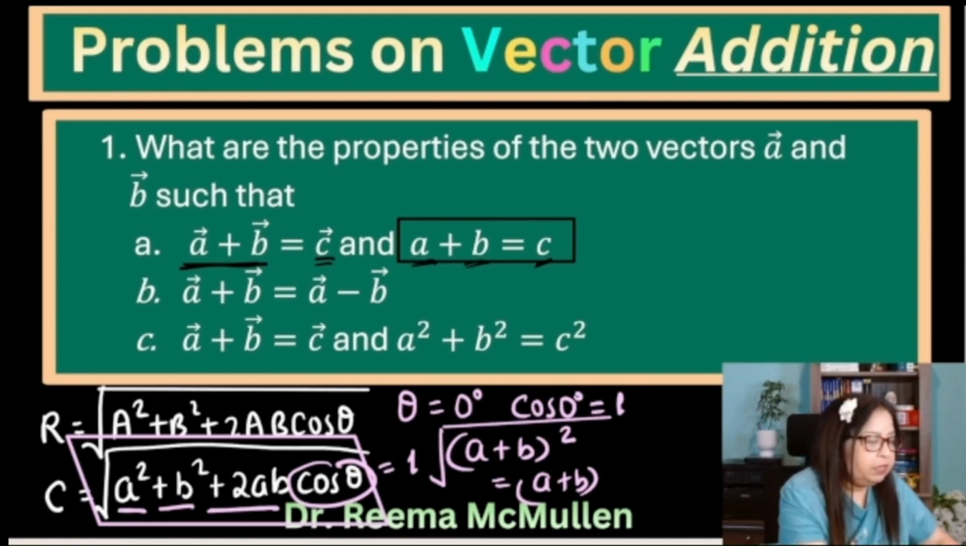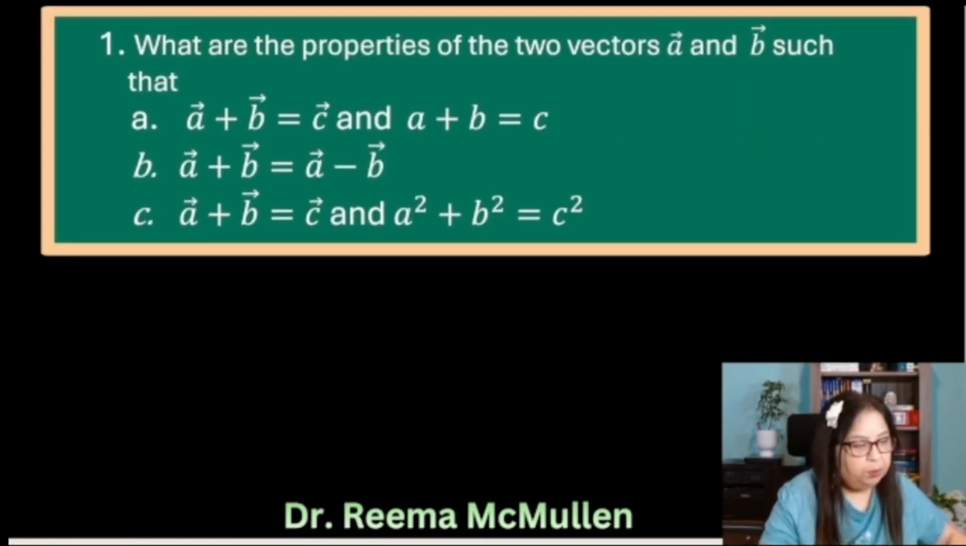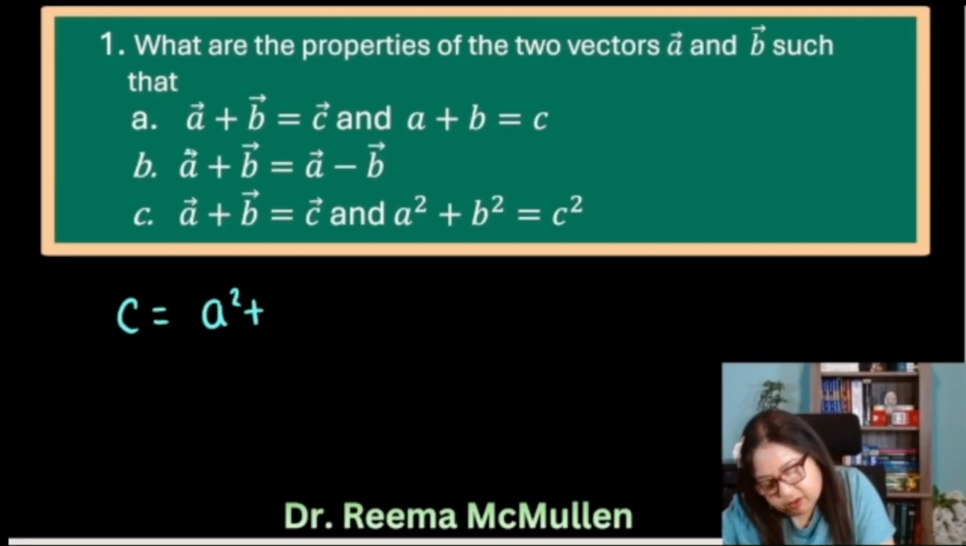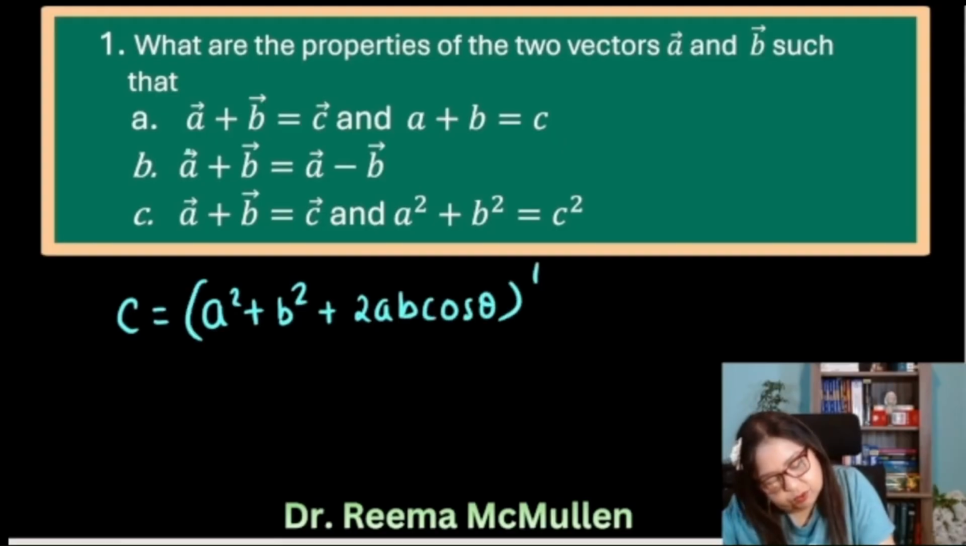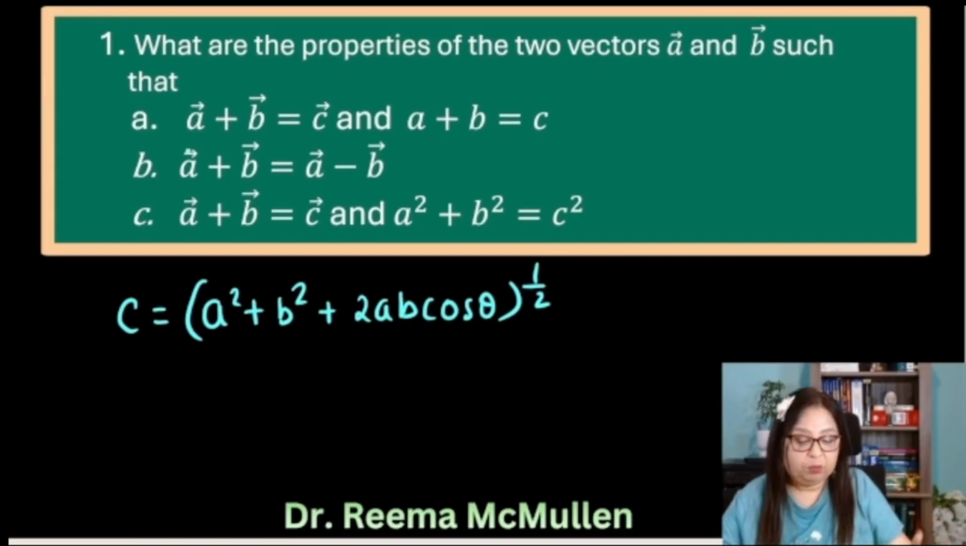Is it too tight here? Okay, I could do better than that. Let me quickly show it to you one more time. So what we're saying is this here. C is equal to the square root of a squared plus b squared plus 2ab cosine theta. This is the generic formula for the magnitude of the resultant vector C, which is the sum of vector A and vector B.